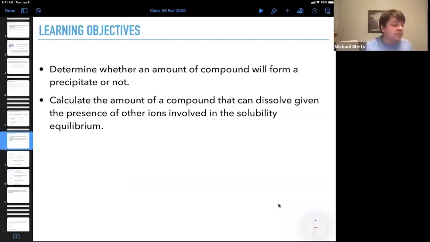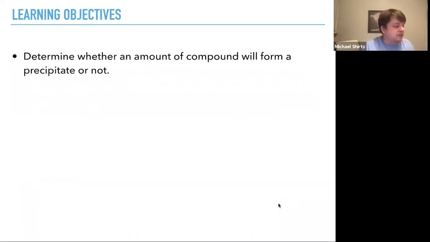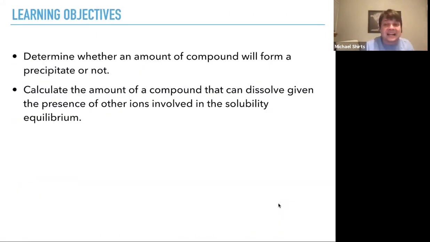All right, so we're going to continue our discussions about solubility. And in this segment in particular, what we're going to be doing is determining whether an amount of compound will form a precipitate or not, and calculating the amount of a compound that can dissolve given the presence of other ions that are involved in the solubility product. So the two classes of problems we're going to be doing, we're again working with the same equation.